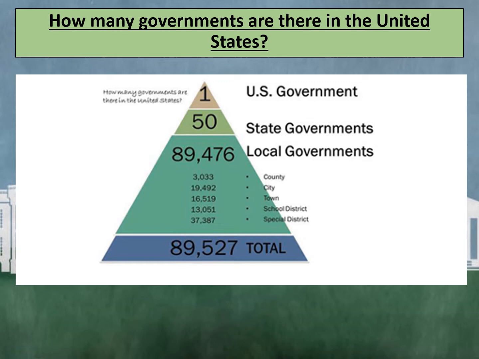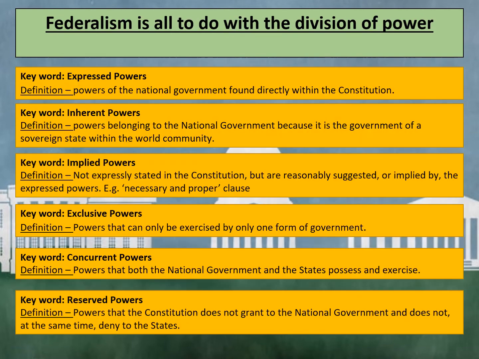In each state, the local government is broken down further into categories of county, city, town, school district, and special district. All in all, local governments total 89,476. When you put this together with the number of governments in America, that means there are 89,527 governments. Federalism is all about the division of power.